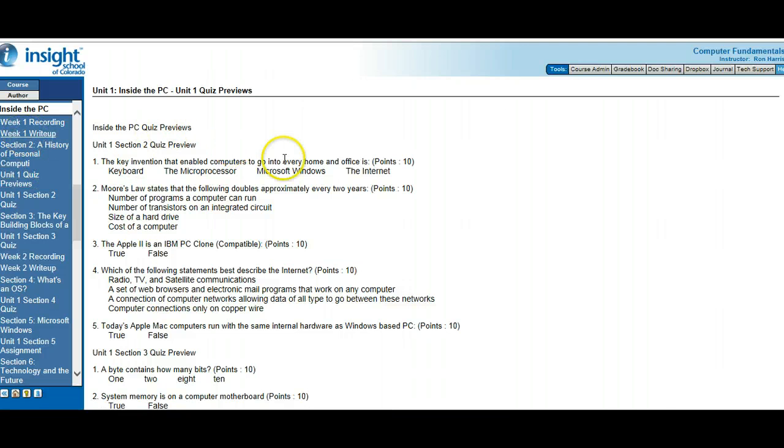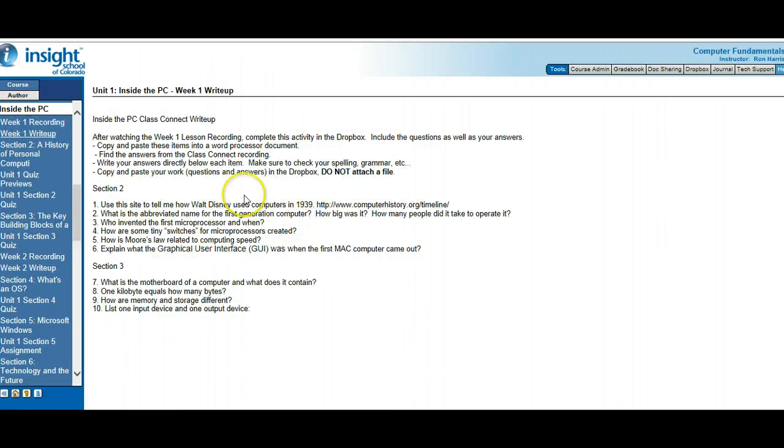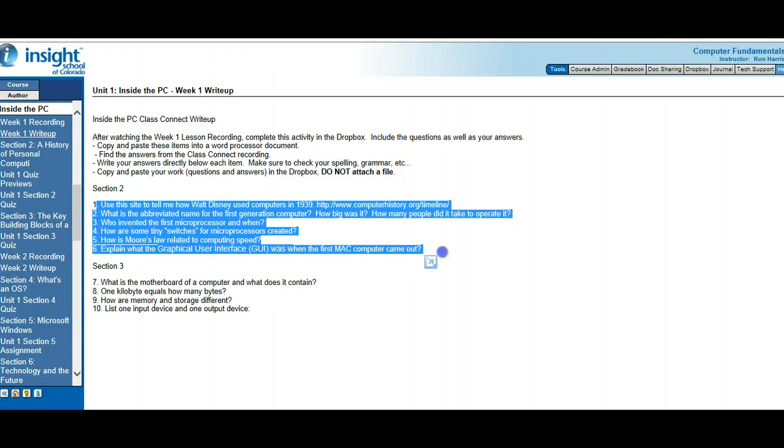Now let's go back to the write-up, see if we answered these questions. So the first one, you're going to go to this website right here to answer about Walt Disney. We answered that one. Who invented the microprocessor and when? We did that. How are some tiny switches created? We talked about that. Moore's law on computing speed, we talked about. Explain what the graphical user interface was when the first Mac came out. We talked about that. So we did all of this, answered all those questions.